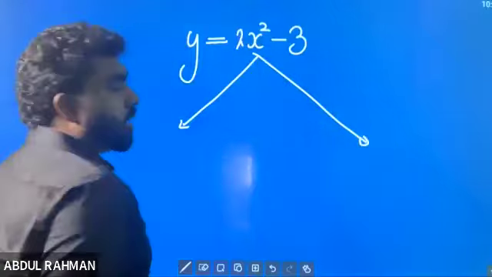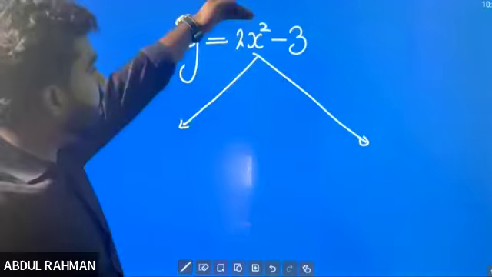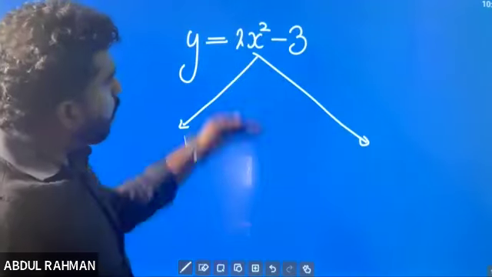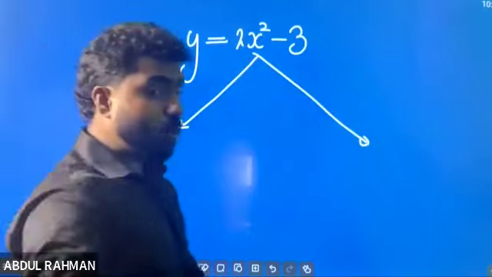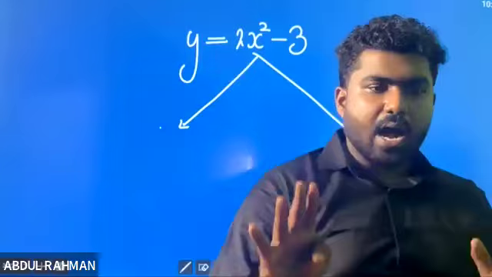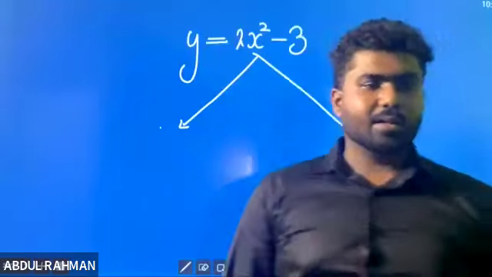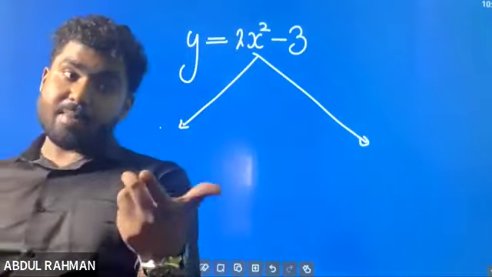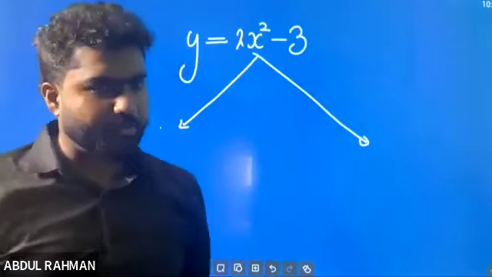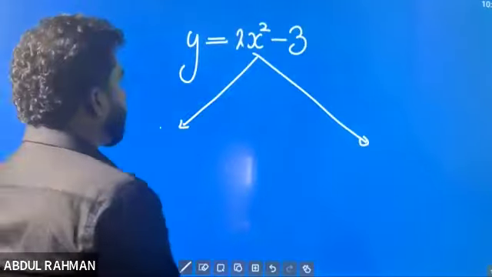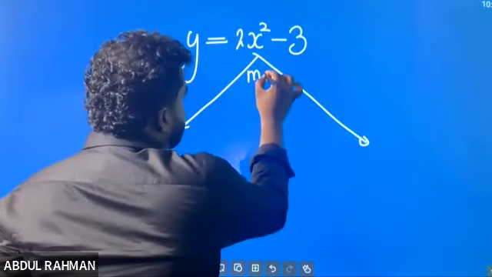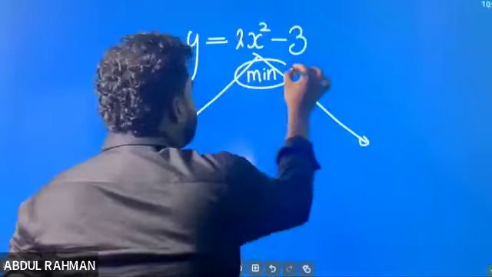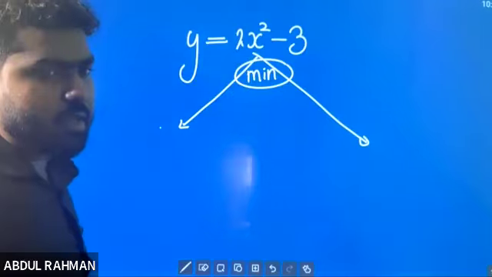Before you come into this, you can find out the nature of the graph. What is the nature of the graph? Is it a heart or an emoji? What do we mean by heart? That is a minimum graph. Yes, you are correct. You gave me a heart. This is a minimum graph. I found out the nature before I find out the turning point.